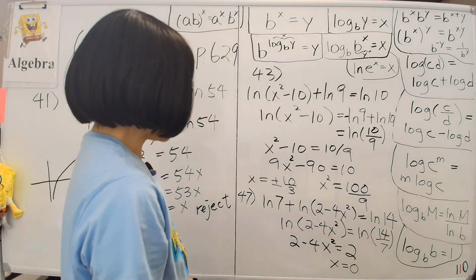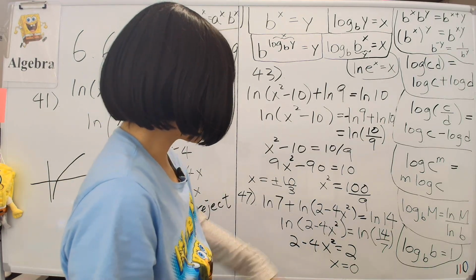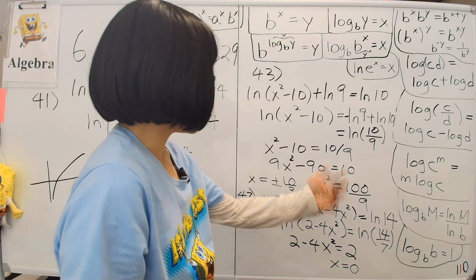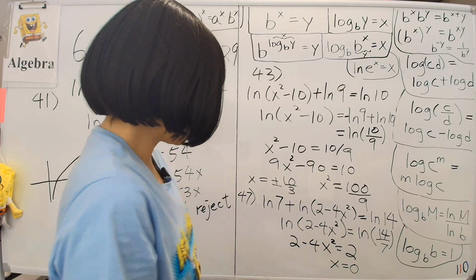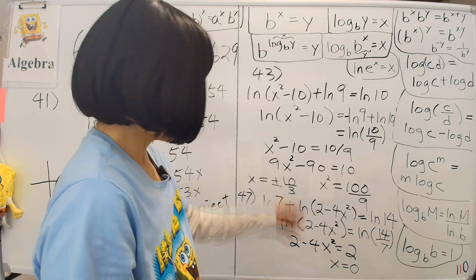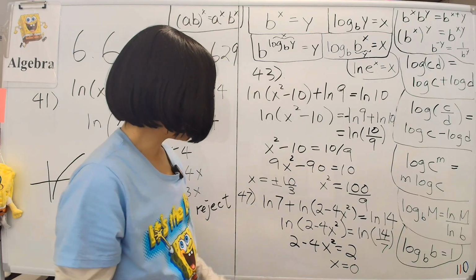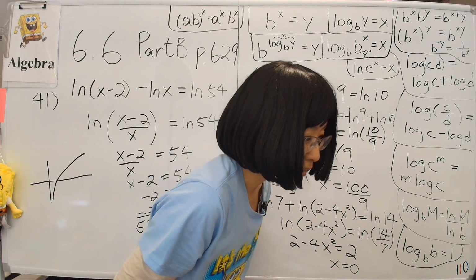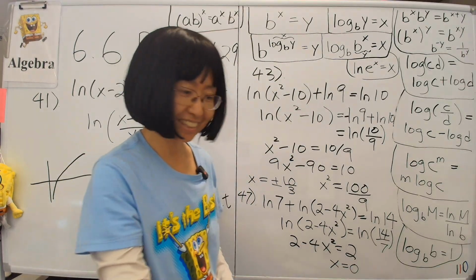And let's see. Okay, so let's see what happens when x is 0. Everything's fine. The natural log is defined, and natural log of 2, well, whatever. So 0 should be the right answer. Let's check. Yep, the answer is x equals 0.